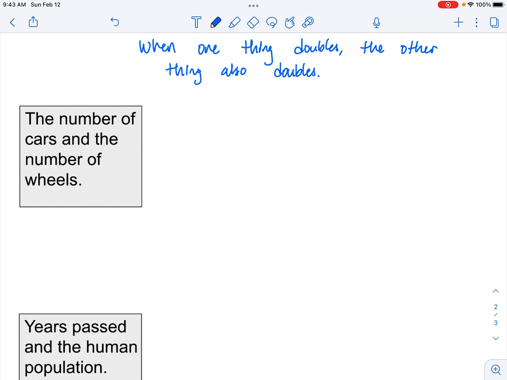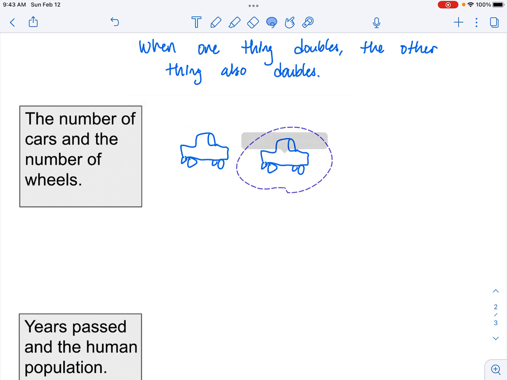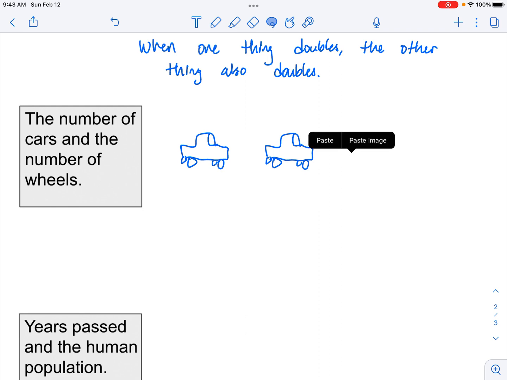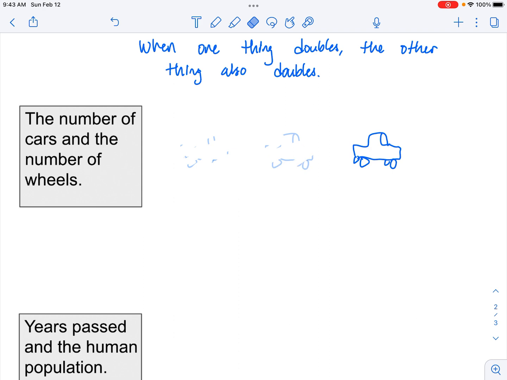So let's look at this situation. The number of cars and the number of wheels. Well, we know that here's a little drawing of a car. A car has 4 wheels. And if we double the number of cars, now we're at 8 wheels. If we tripled the number from 1 to now 3 cars, now we have 4 times 3, 12 wheels. So this is in fact proportional.